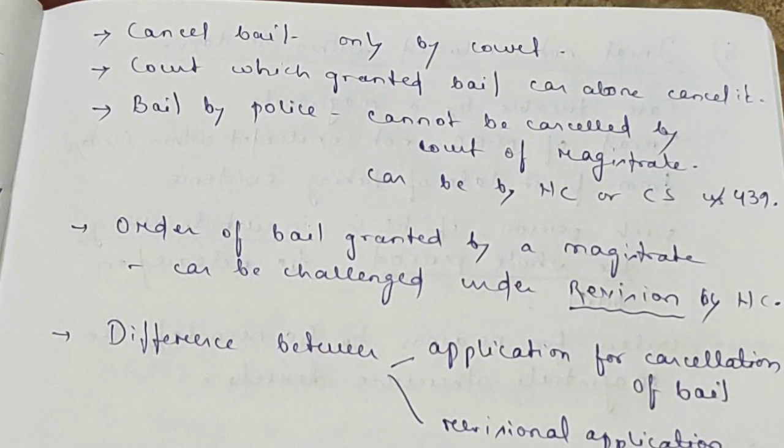So now let's see some more points regarding cancellation of bail and others. When the bail is cancelled, it can be cancelled only by the court. Another court which granted bail can alone cancel it. If police has granted bail, it cannot be cancelled by the court or magistrate, but can be cancelled by the High Court or Court of Session under Section 439. Also, where an order of bail is granted by a magistrate, it can be challenged under revision by the High Court.